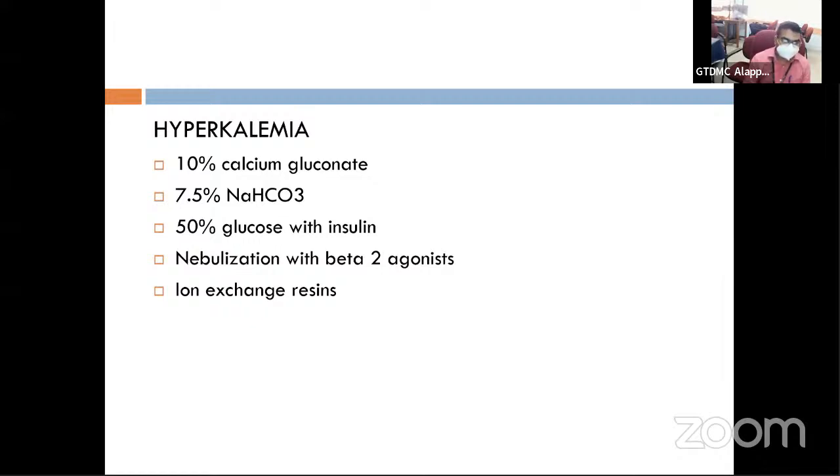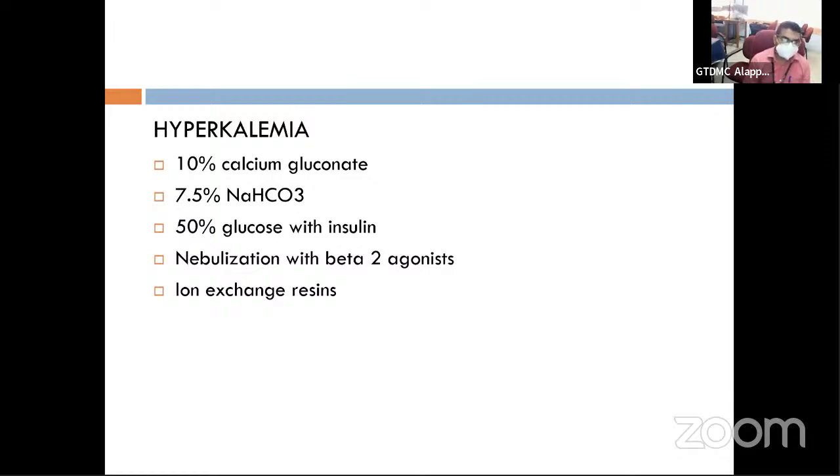If the heart rate falls more than 20 beats from the baseline value, you have to stop the infusion and wait for the heart rate to pick up. Then only continue with the infusion. Sometimes you have to disconnect the infusion if bradycardia is persistent. So 10% calcium gluconate can be given when there is hyperkalemia.